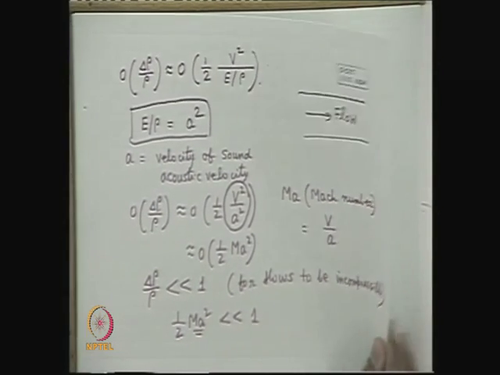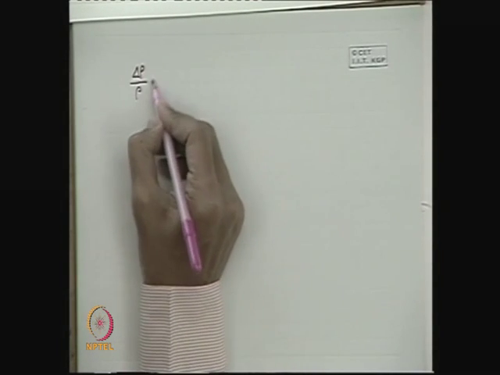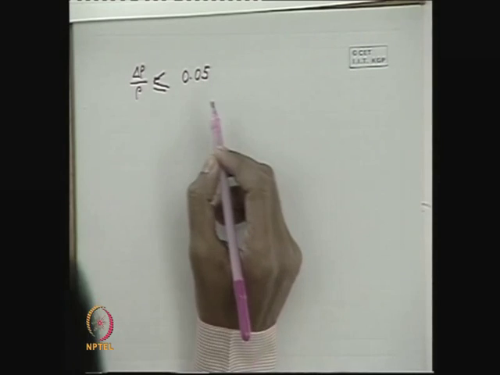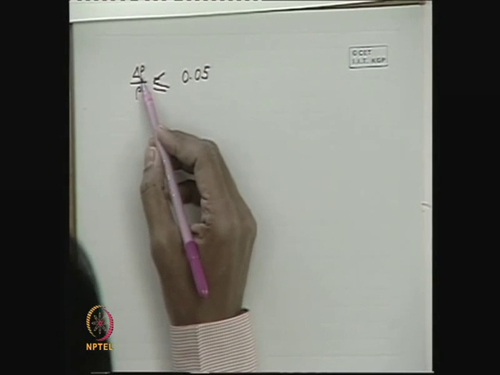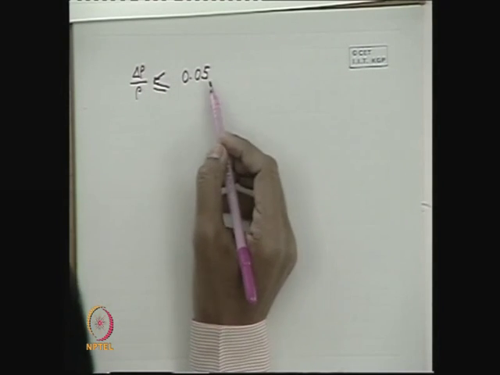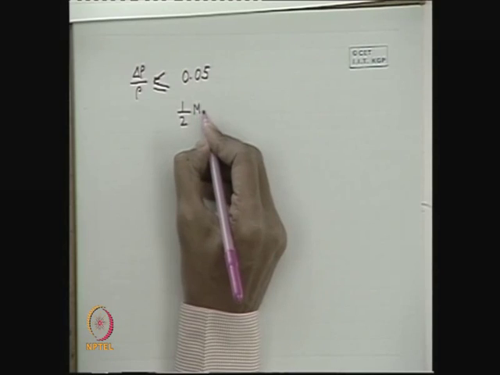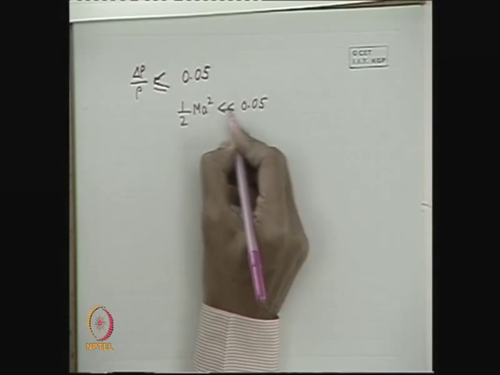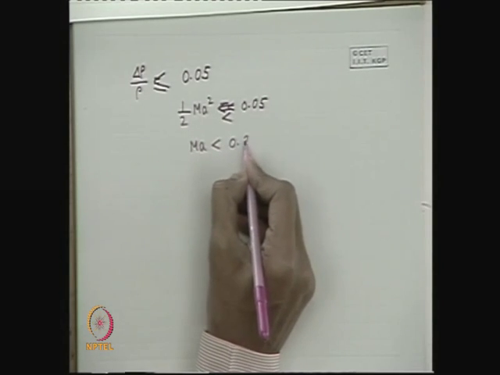Now, to have a definite quantitative criterion, we set delta rho by rho less than or equal to 0.05, which means that we can neglect a density variation of 5% of the initial one. So, a change in density of 5% or less can be ignored and the flow can be considered incompressible. Then a quantitative criterion can be defined that half Ma square should be less than 0.05, from which we can derive that Ma should be less than or equal to 0.33.